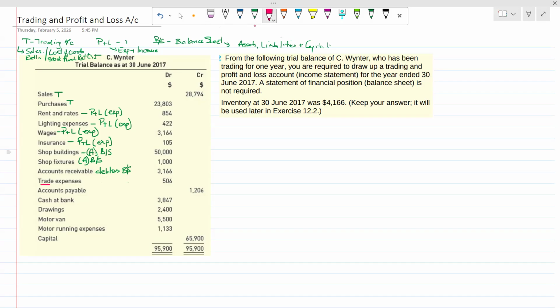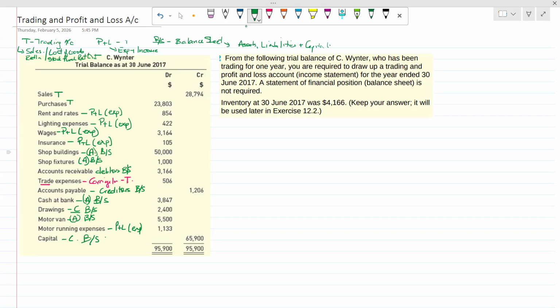This is kind of controversial, with the word trade expenses here. I don't know whether to treat this as a carriage inwards. So let's put this in the trading account for now. Accounts payable, these are creditors. This is our balance sheet item. Capital section, balance sheet. Motor running expenses is a profit and loss item. That's an expense. And capital, balance sheet. So by doing this, you already have an idea where we're going to be using the figures.